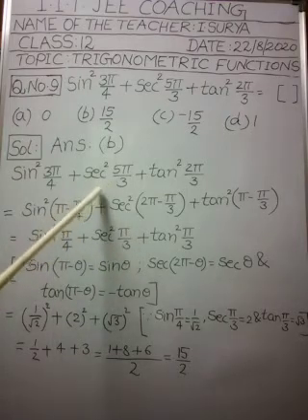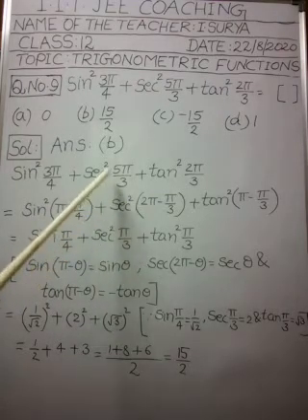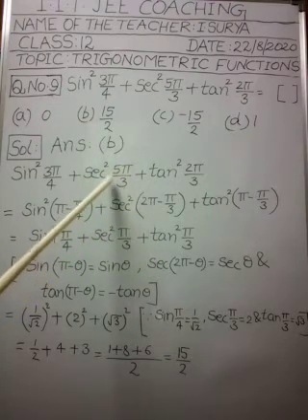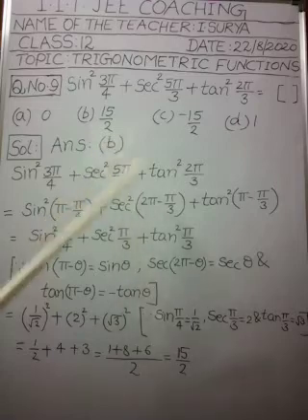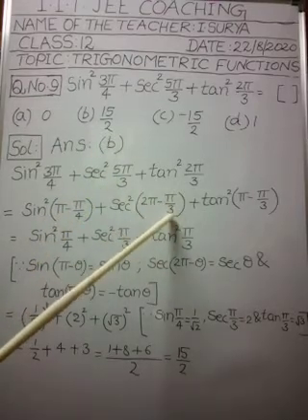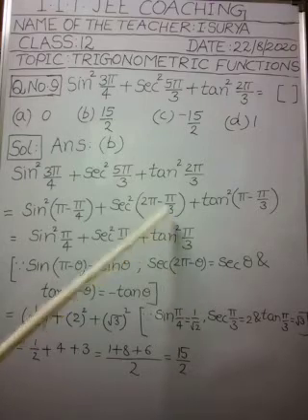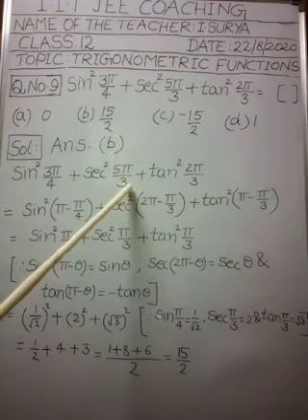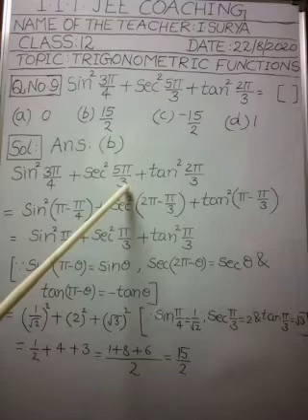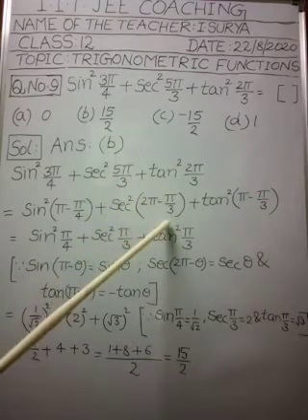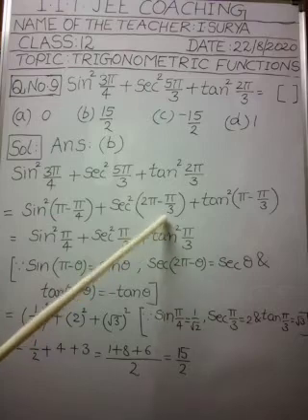Right. Now come to the second term, secant square 5 pi by 3. So plus secant square, this 5 pi by 3 is written as 2 pi minus pi by 3. If you simplify these two numbers, 2 pi minus pi by 3, again you get 5 pi by 3. That is why for our convenience we wrote 5 pi by 3 as 2 pi minus pi by 3. Understood this part, my children?